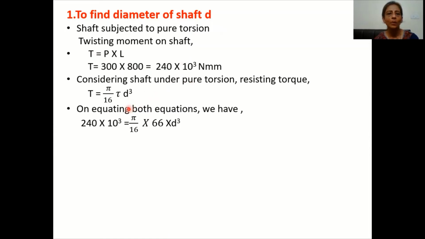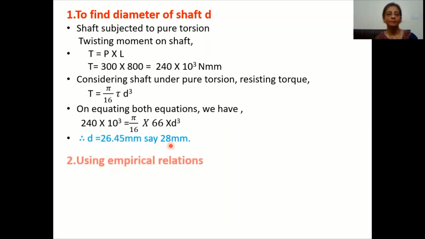Equating both the equations, 240 into 10 raised to 3 is equal to pi by 16 tau d cube. Substitute the value of tau as 66 Newton per mm square. We get the value of diameter of shaft as 26.45 mm and we will take it as say 28 mm.